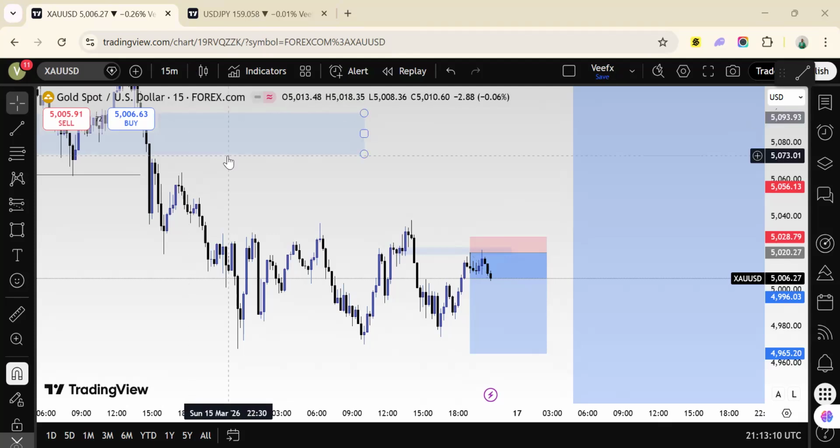All right. So first things first. There are four things that are very important when it comes to this part of technical analysis and this strategy that we use to trade.